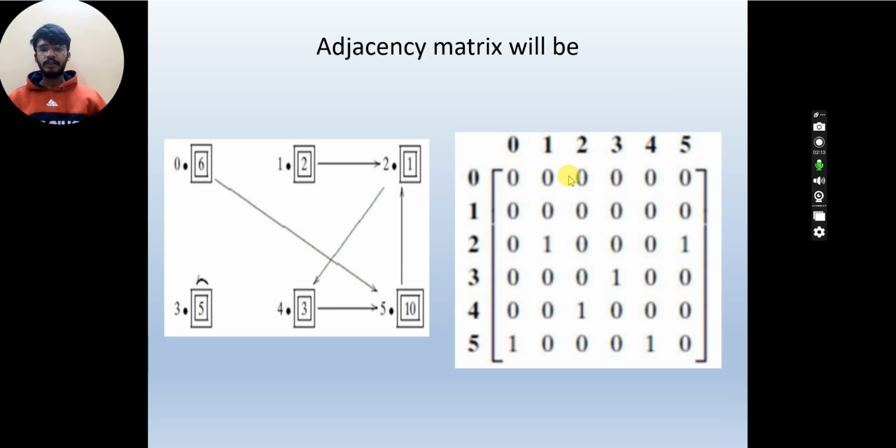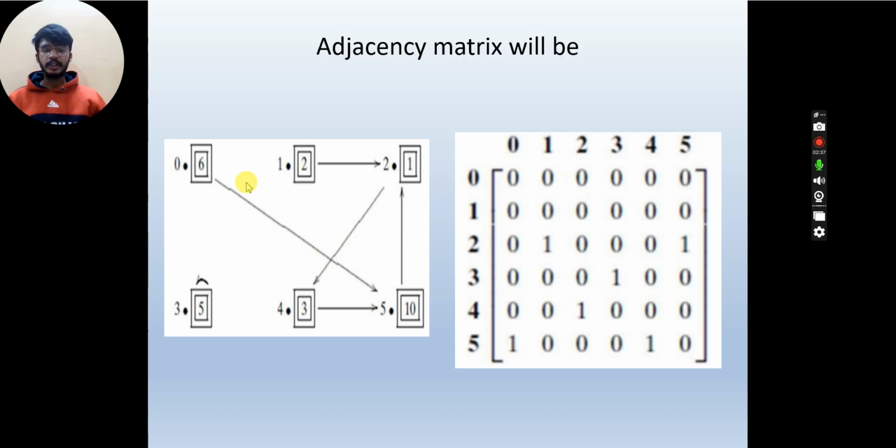Adjacency matrix. Here we need to find the transition line. So we need to create a 6 by 6 matrix, as there are 6 vertices. We need to find the transition from one vertex to another vertex. From 0 to 0, there is no transition going, so here we write 0.